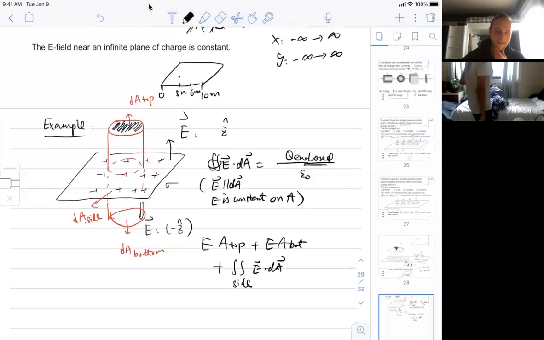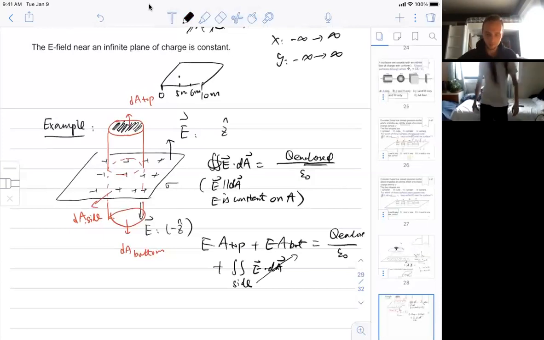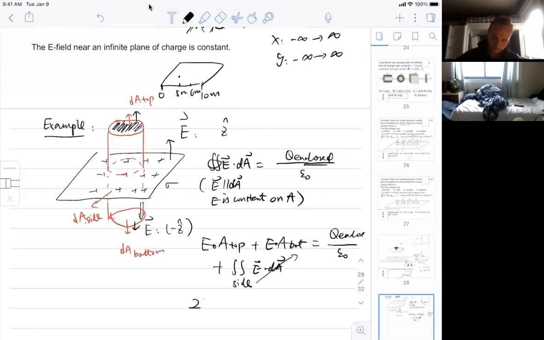E is perpendicular, and I don't need to calculate this point. I just need Q enclosed over epsilon naught. So top and bottom, you realize E and dA are always in the same direction, so the dot product is positive for both of them. And top and bottom are the same area, so you get 2EA.